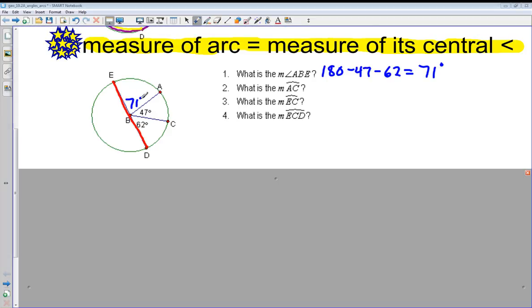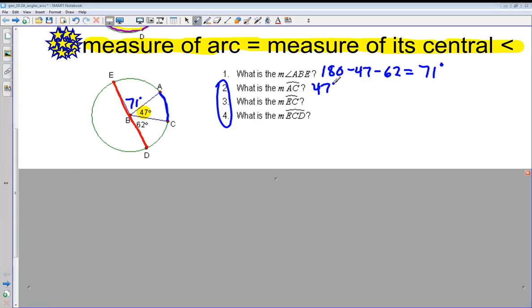And so these central angles are going to help me figure out the measure of my arcs here in problems 2, 3, and 4. So in 2, it asks you what's the measure of arc AC. Arc AC is right here. It's a minor arc. We know it has to be less than 180 degrees. Notice that you've got a central angle of 47 right there. So that central angle tells me that the measure of arc AC should be 47 degrees.